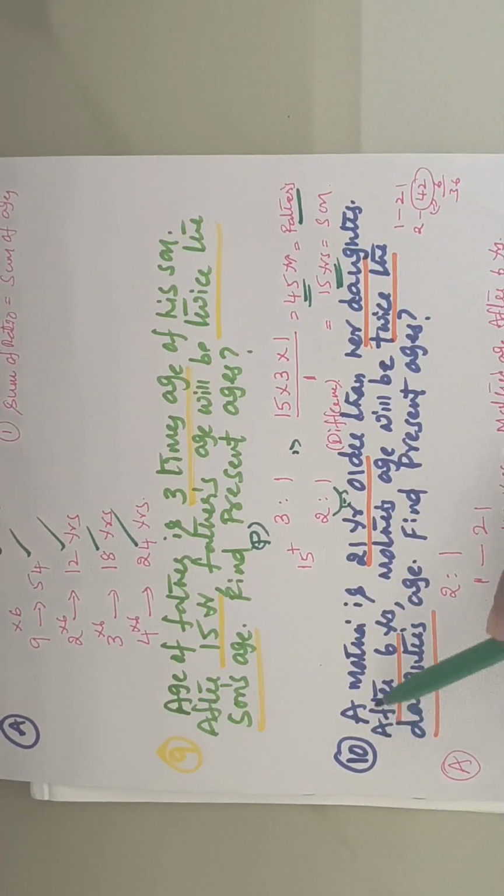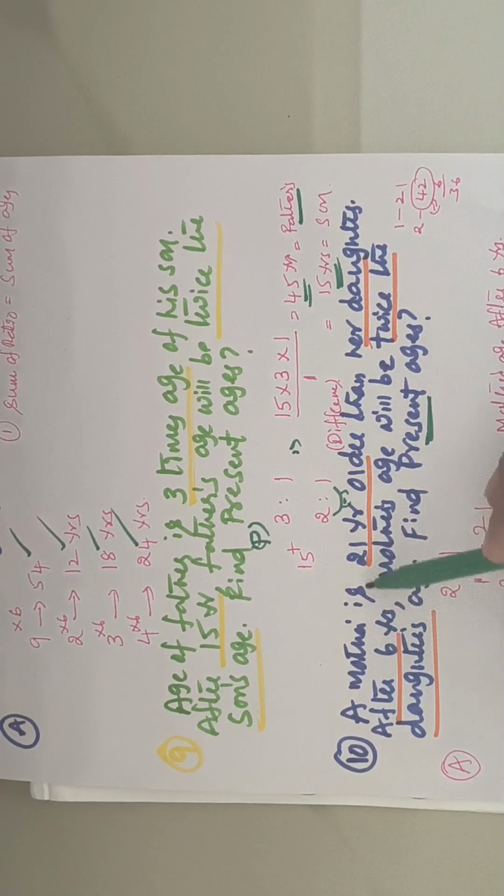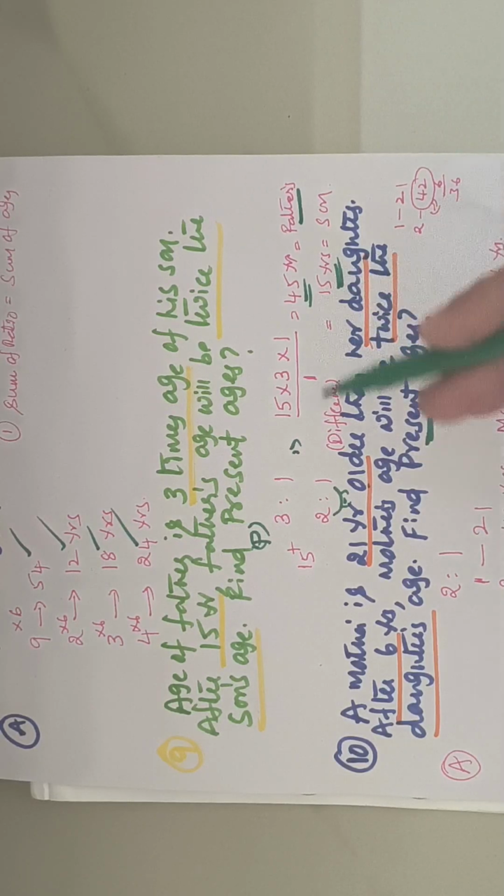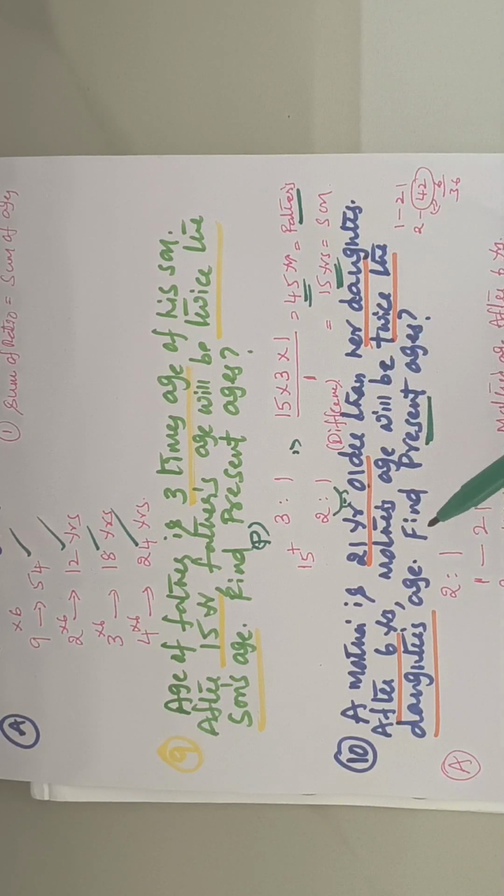Next question. 10th one. A's mother is 21 years older than her daughter. After 6 years, mother's age will be twice the daughter's age. Find the present ages. A's mother is 21 years older than her daughter, means they have given difference between mother and daughter's age difference. If it is 21 years older or 21 years younger, we have to take it as difference only.